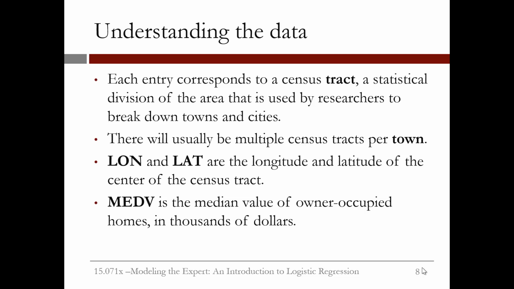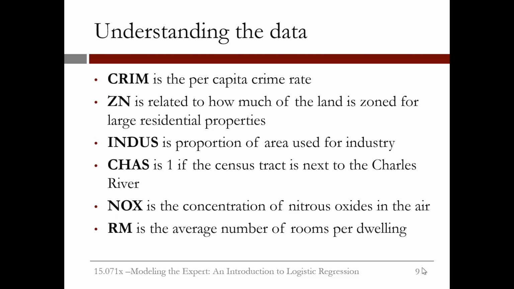Lon and lat are the longitude and latitude of the center of a census tract. MEDV is the median value of owner-occupied homes measured in thousands of dollars. CRIM is the per capita crime rate. ZN is related to how much of the land is zoned for large residential properties. INDUS is the proportion of area used for industry.